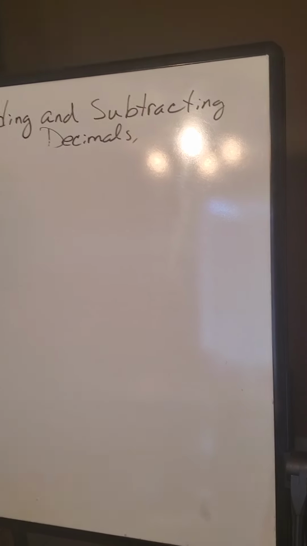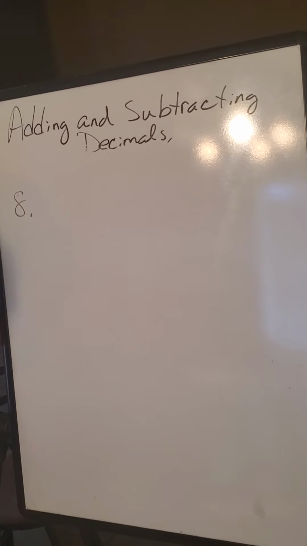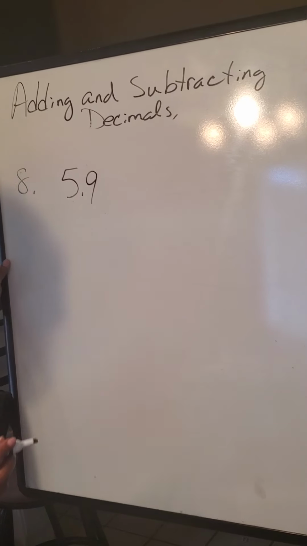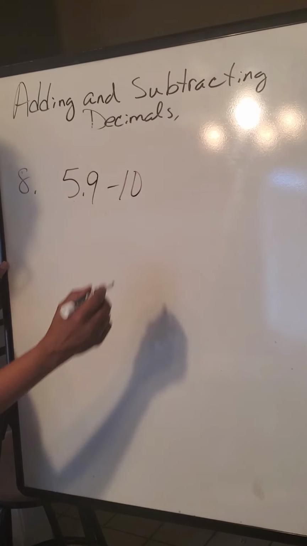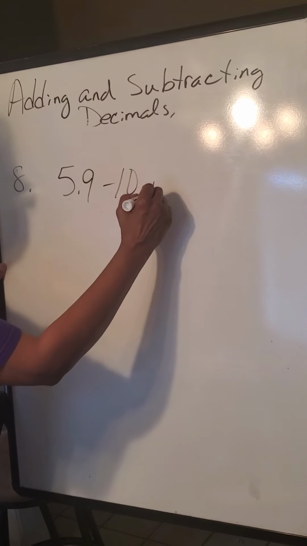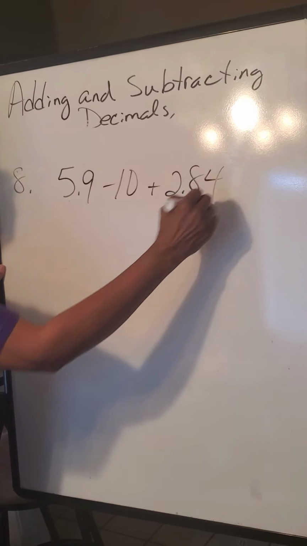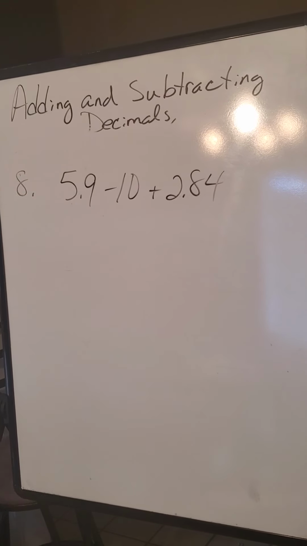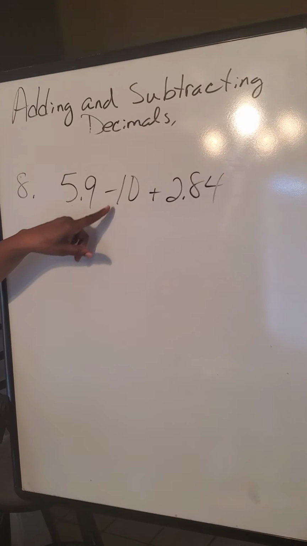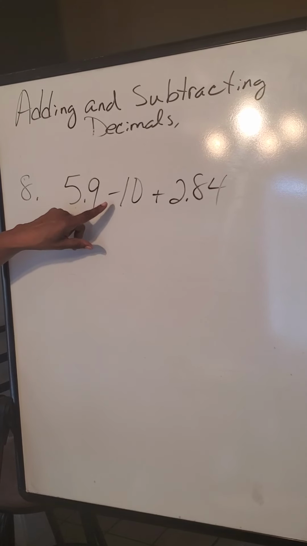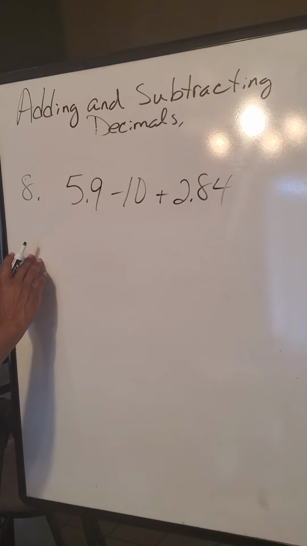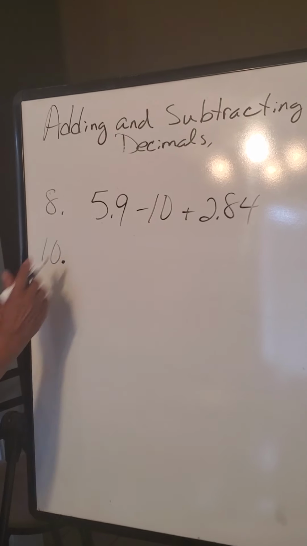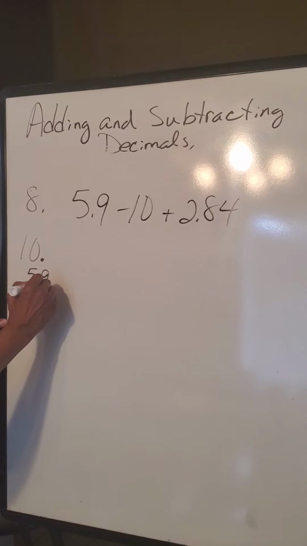Example 8. And this is our last example for addition and subtraction. If I had 5 and 9/10 minus 10 plus 2 and 84 hundredths. Remember, we only deal with two numbers at a time. So 5.9 minus 10, I need to subtract these two numbers. So the first thing I'm going to do is take the 10, which has a decimal here, subtract the 5 and 9/10.